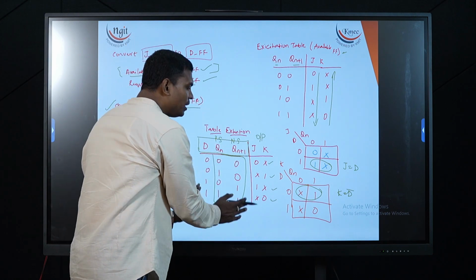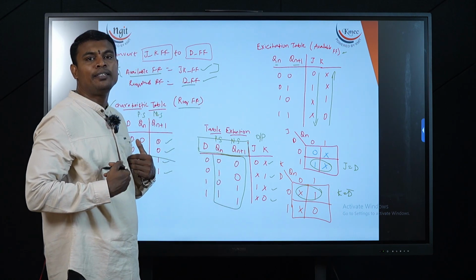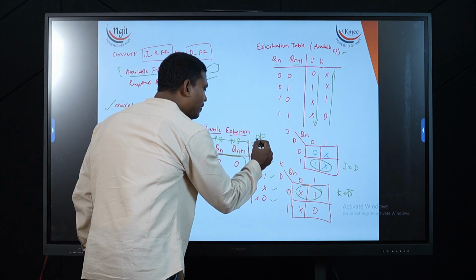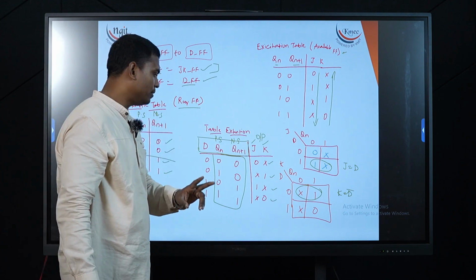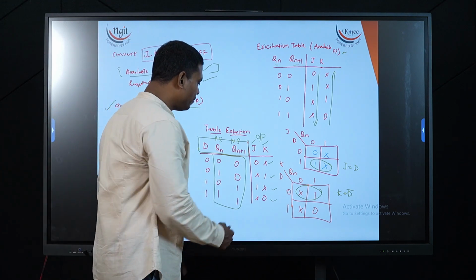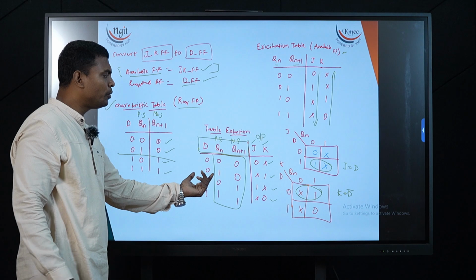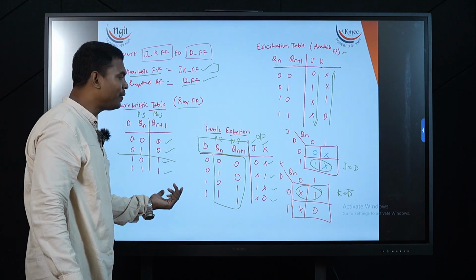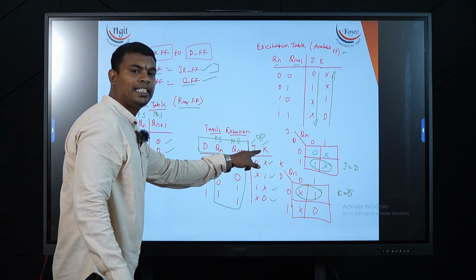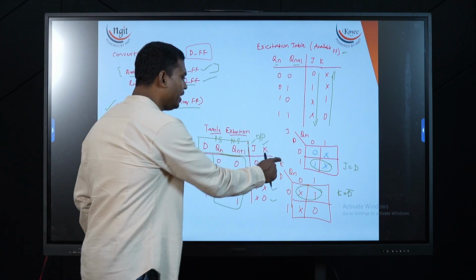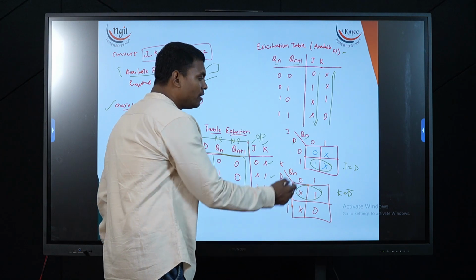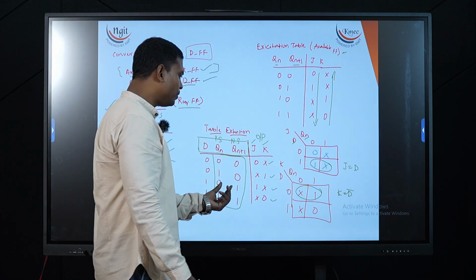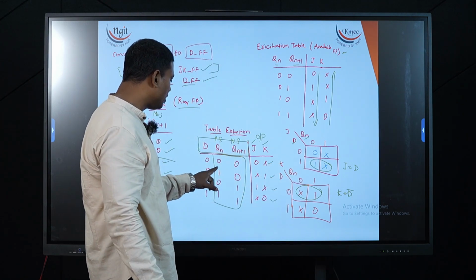Now using this particular table, I need to get my Boolean expression for J value and K value. For the two things, I need to get the expression for J and K. If you observe, I have two input values, that is the present state along with my input value. I need to get my J equation and K equation. For J, D is one input and Qn is the other input, with values 0 0 0 1.